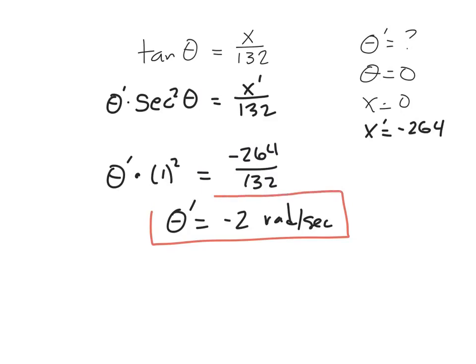So for part A, when the car is directly in front of us, the angle is changing at negative 2 radians per second. Believe it or not, this is an R here. Now, part B is asking what that rate is a half a second later. And for that, we need a new picture.